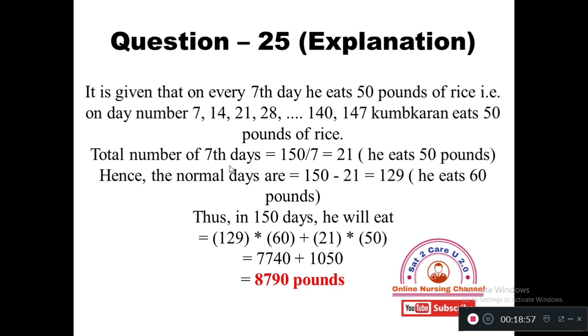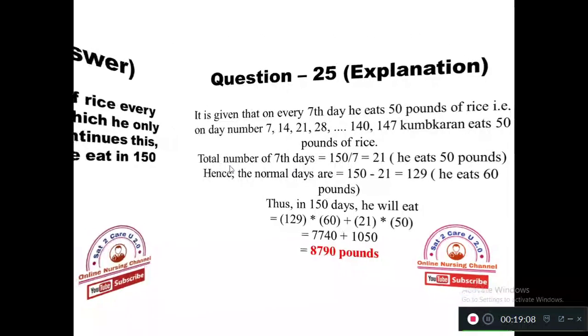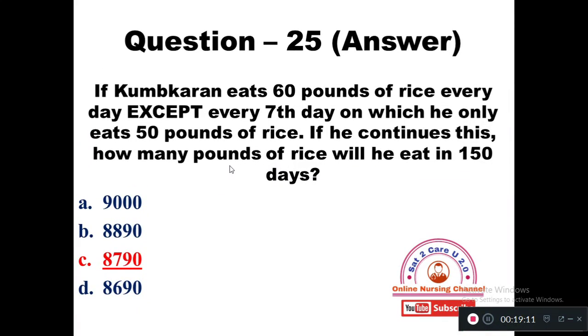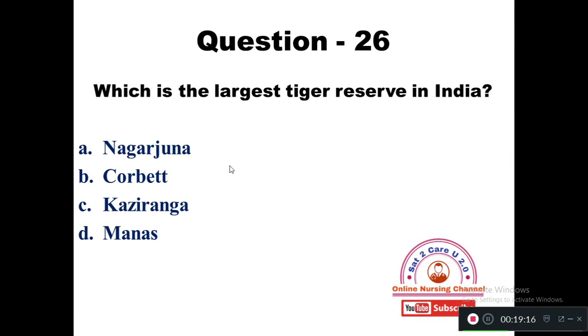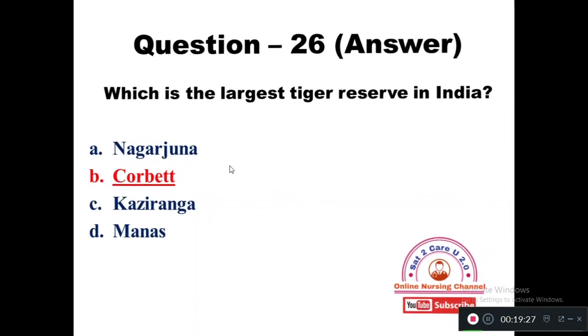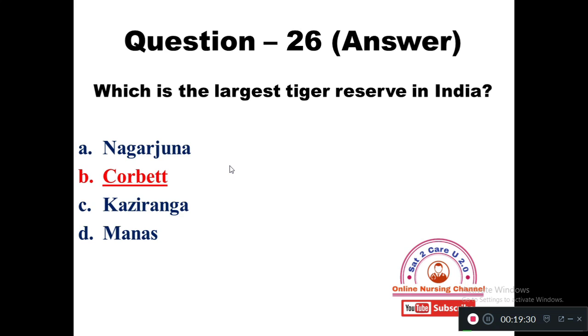So we get 7,740 plus 1,050. So totally he ate 8,790 pounds in 150 days. So this is the answer for this question. Now let's see question number 26. Which is the largest tiger reserve in India? A. Nagarjuna, B. Corbett, C. Kaziranga, D. Manas. The largest tiger reserve in India is option B, Corbett in Uttarakhand, where at present 215 tigers are present.